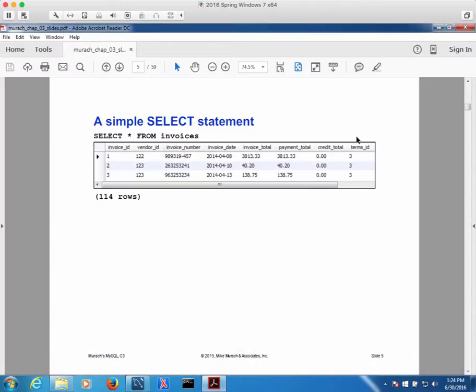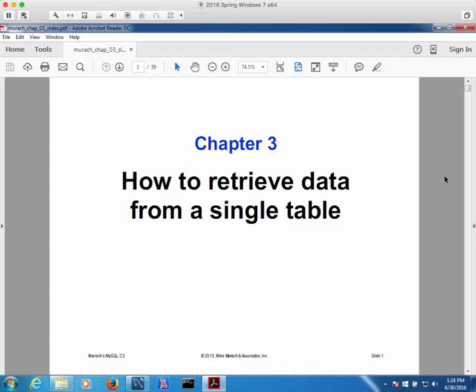So, let us go back to the slides and get going. How to retrieve data from a single table. This is important to us because we're going to be learning about the select statement, which is really the workhorse in SQL. People are primarily interested in answers from their IT, not questions.